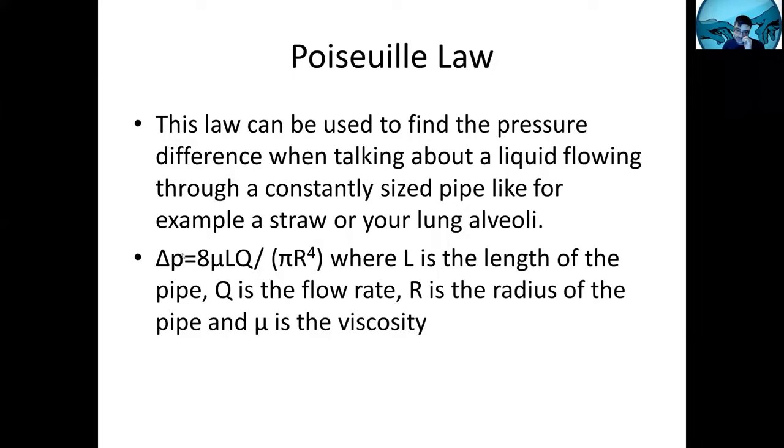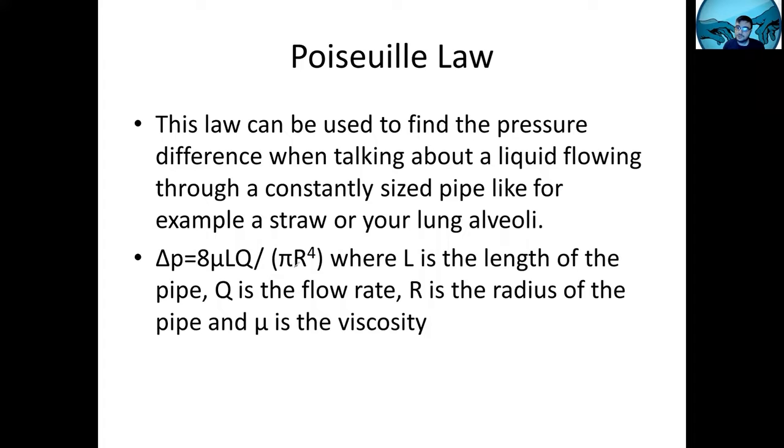Okay, so we use this formula, delta P equals 8 mu L Q over pi r to the fourth, where L is the length of the pipe, Q is the flow rate, r is the radius of the pipe, mu is the viscosity, and delta P is the change in pressure, right? And there's a lot of variables, and usually you won't have to do all of these because this is a lot of math.